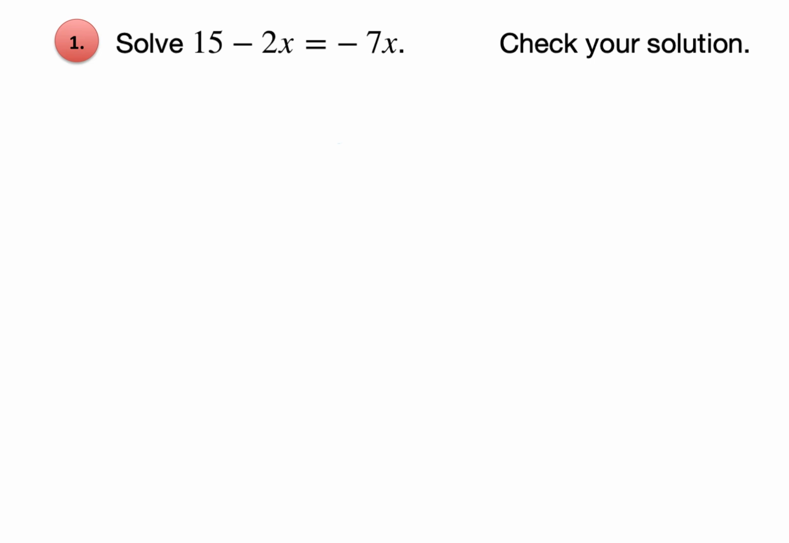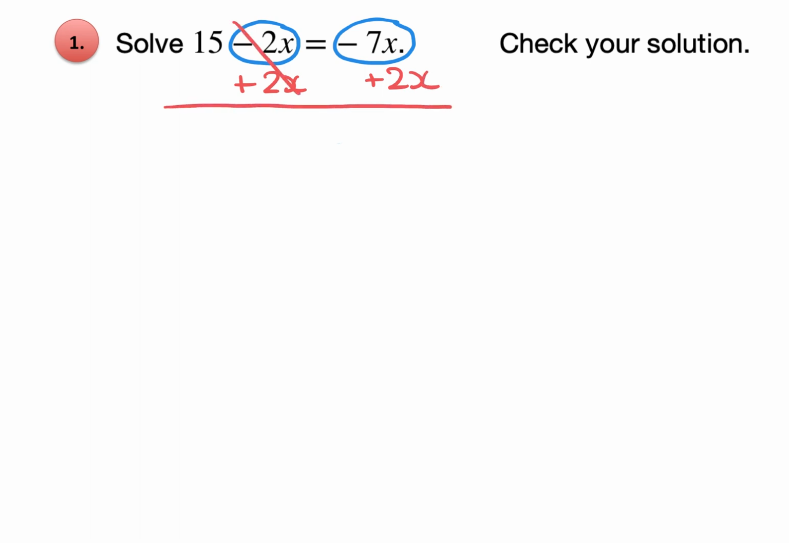So if I look at this first example, I can see that I've got negative 7x by itself on the right-hand side of my equation, and I have negative 2x on the left-hand side of the equation. So ideally, I want to have those variables be on the same side. So what I'm going to do here is add 2x to both sides of my equation, because whatever I do to one side, I have to do to the other. And when I do that, it's going to eliminate the variable of x on my left-hand side, and I'm going to be left with 15 is equal to negative 7 plus 2x, which is negative 5x.